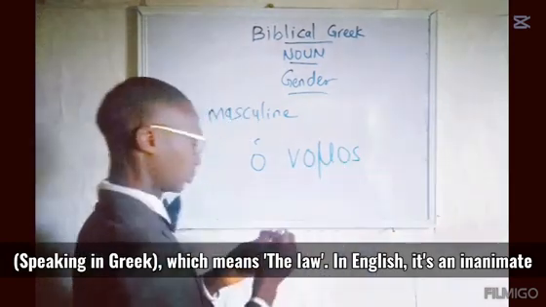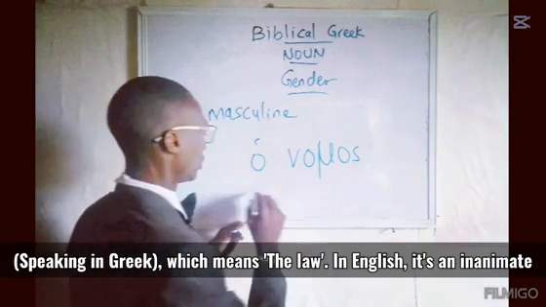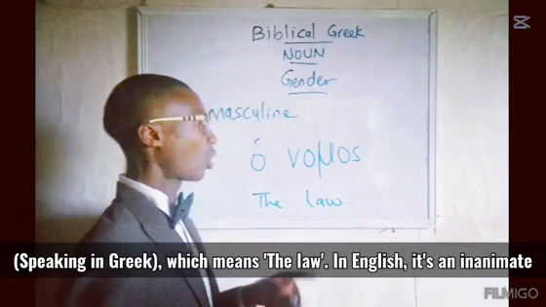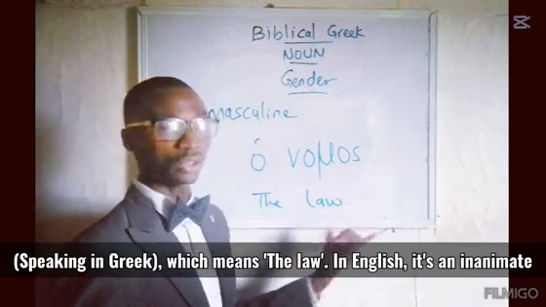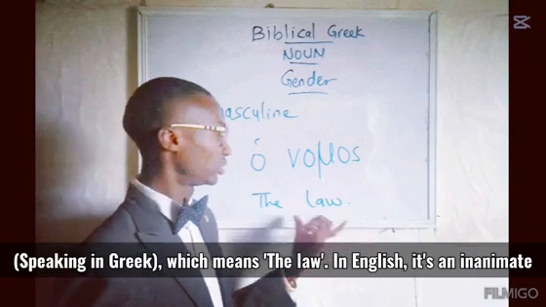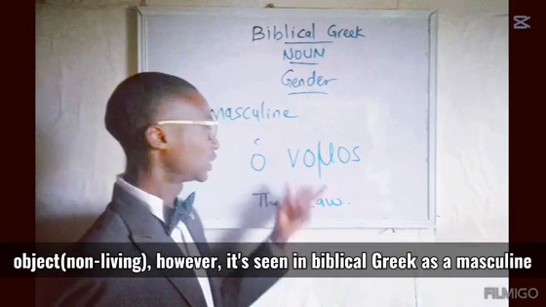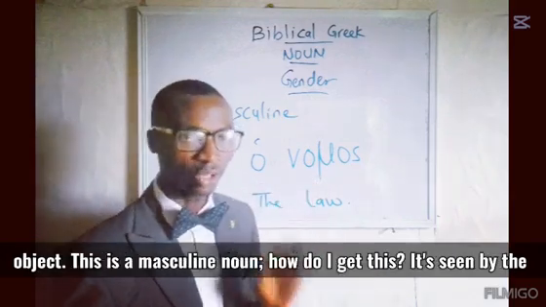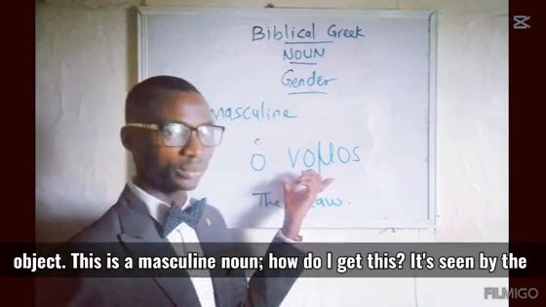Nomos. Nomos, which means the law. Nomos, that's the law. Now, the law in English is also an inanimate object, that's non-living. However, in Bible Greek, it is seen as a masculine noun.